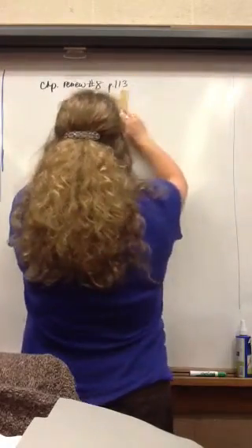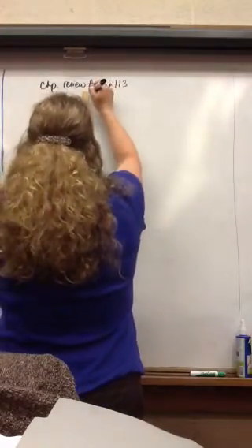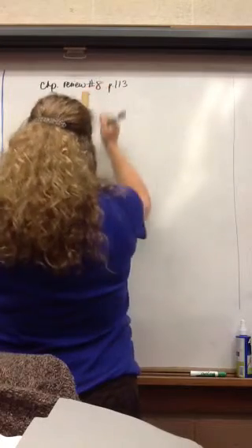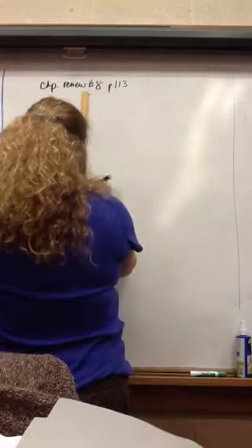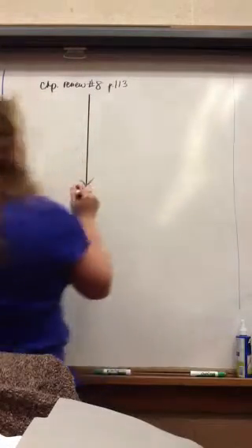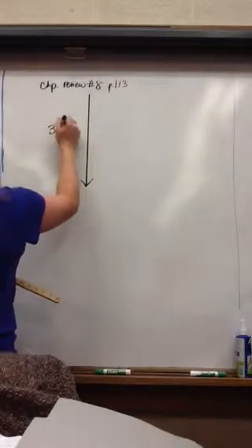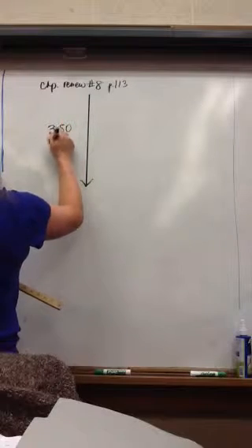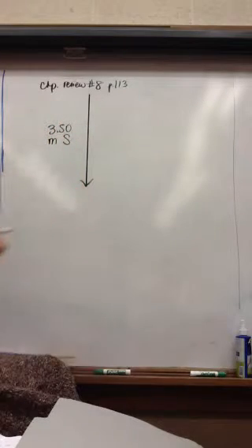So we pick our start point and our end point and draw our first vector. So this is 3.50 meters south. And label it. That really helps.